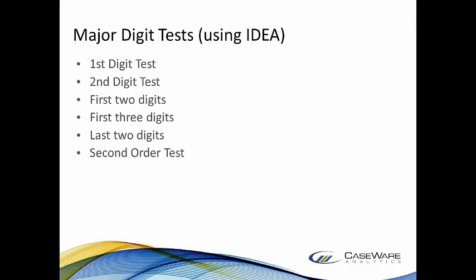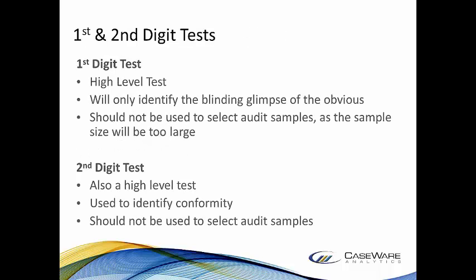Major digit tests using IDEA. The first 4 tests listed here are primary Benford's law tests. That is, first digit test, second digit test, first 2 digits, first 3 digits. Now there are also advanced Benford's law tests, called summation and second order. There are also associated tests that are the last 2 digits, number duplication, and distortion factor model. All but the number duplication and distortion factor model can be automatically executed from within the IDEA software. Next slide, please.